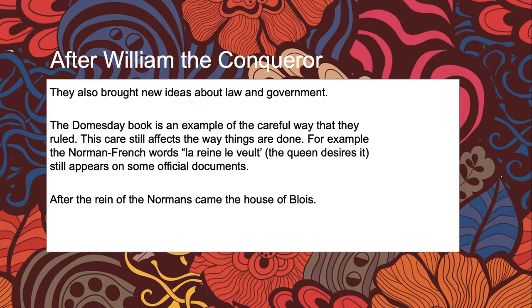The Domesday Book is an example of the careful way that they ruled. This care still affects the way things are done. For example, the Norman French words, le reine le veut, the queen desires it, still appears on some official documents. And after the reign of the Normans came the House of Blois.